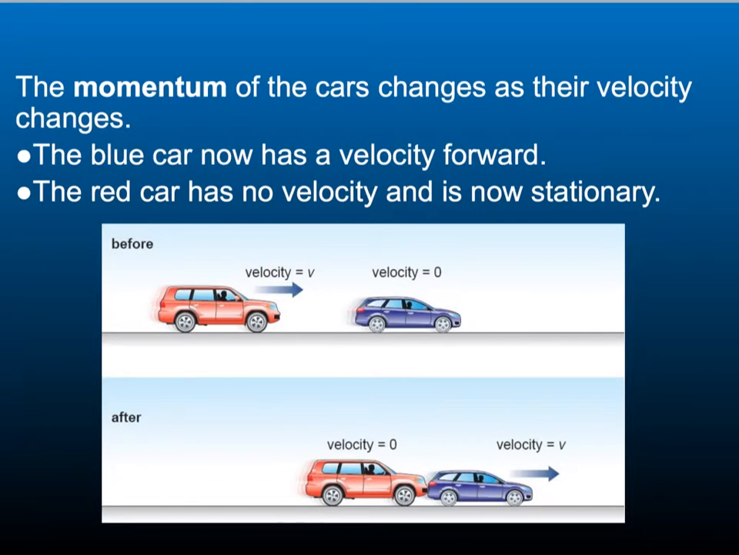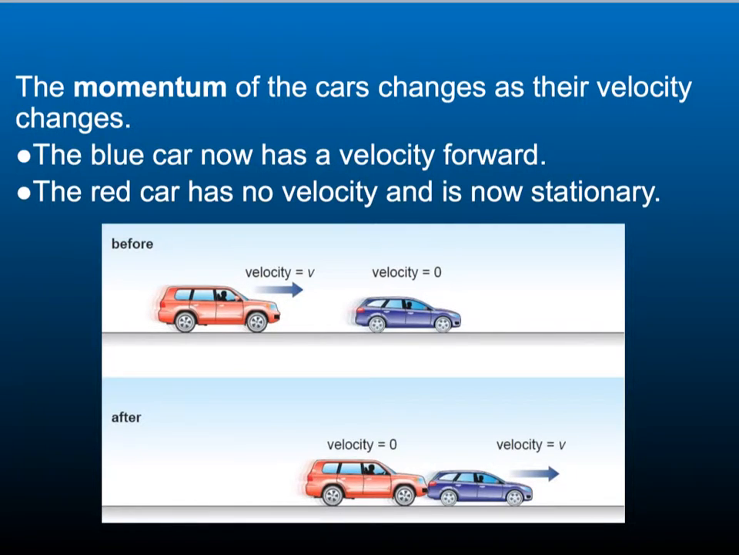Changes of momentum are often applied to vehicles. In this diagram we can see that the momentum of the cars changes as their velocity changes. In the first diagram, the velocity of this car is 0. And because momentum is mass times velocity, this also means that the momentum is 0. This car has a velocity of v, so its momentum will be its mass times v.